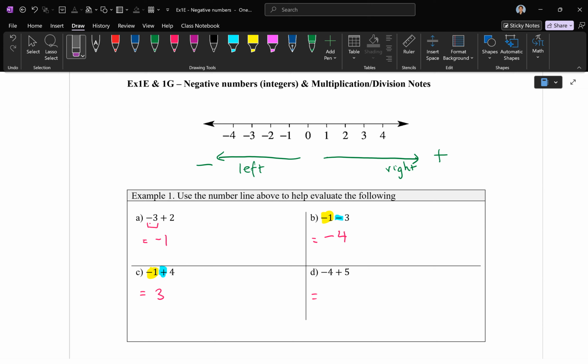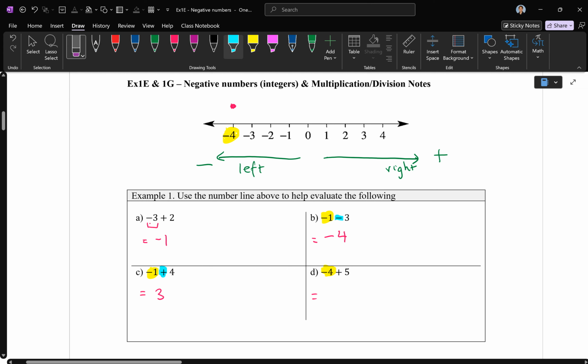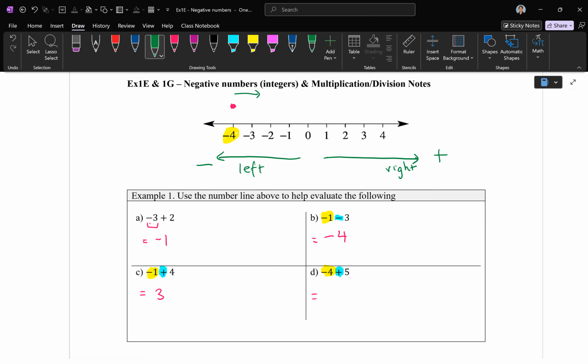-4 plus 5, what'd you get? What do you think the answer is, Colleen? 1. So let's see if Colleen's correct. So -4 is here. I'm starting at -4. It says plus, so that means I'm moving to the right. I'm going this direction, so far she's correct. And I'm going 5 units. So it's 1, 2, 3, 4, 5.